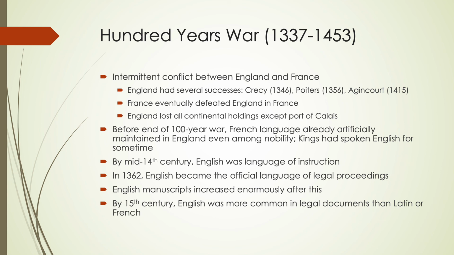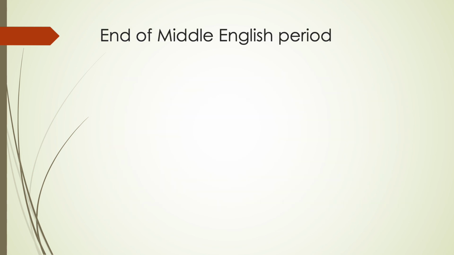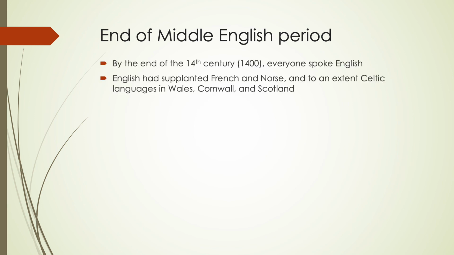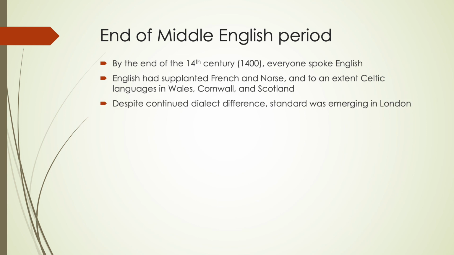English was the language that we were seeing everywhere in all sorts of levels of function, in all sorts of levels of government, in everyday usage, as well as in these prestigious usages. So by the end of this time period, everyone is speaking English. And so English had supplanted French, it had supplanted any sort of Norse influence, and to an extent it had also moved out Celtic languages in some areas of Wales and Cornwall and Scotland. So we're seeing a sort of push of English a little further out than it was during the Middle English beginnings. And despite a lot of this continued dialect difference that we talked about in the last lecture, there was a standard that was emerging in London.